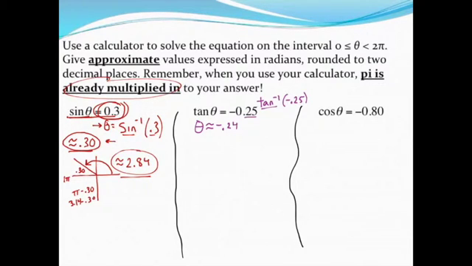The reason that this is not one of the answers is because, remember, we're going to agree that all of our answers need to be between 0 and 2 pi, or 0 and 6.28. That's what 2 pi is approximately equal to. So a negative value doesn't fit in there. Negative is less than 0, and so that cannot be a solution.